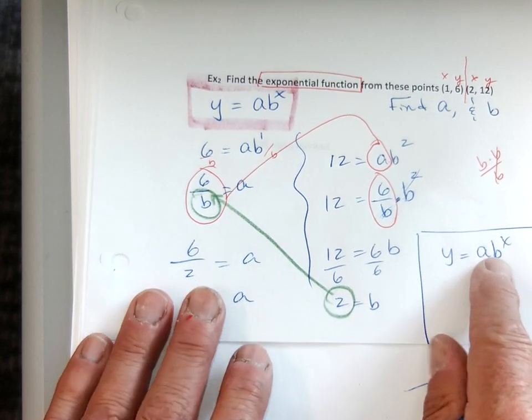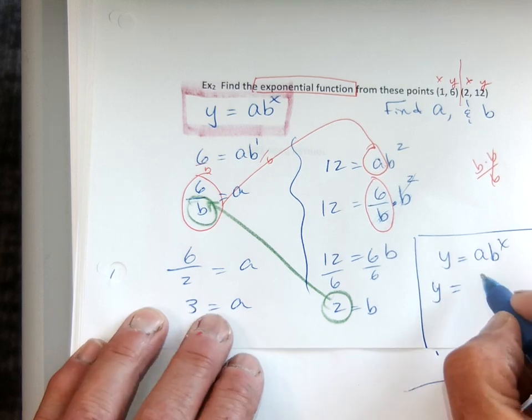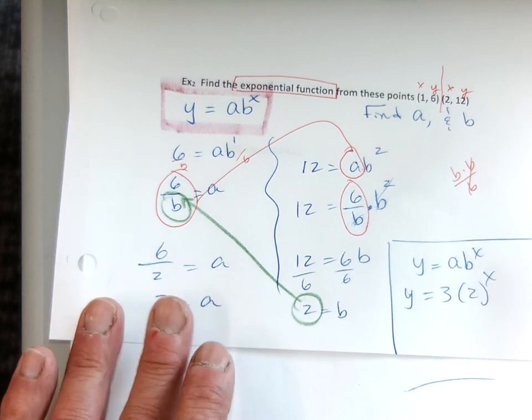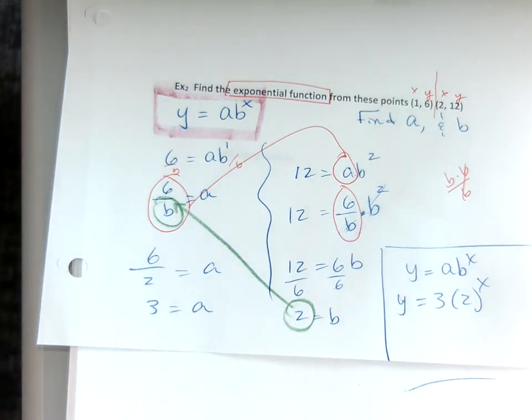I know what b is. B is 2, so I'm going to go y equals 3 times 2 to the x. Now, I'm going to say this loudly, so plug your ears. Don't you dare make that a 6.